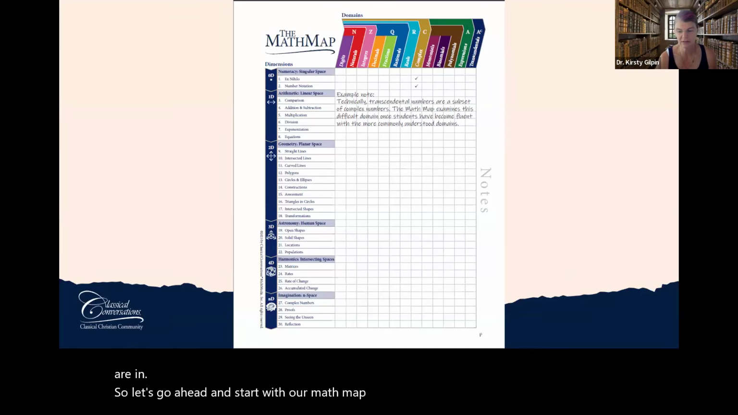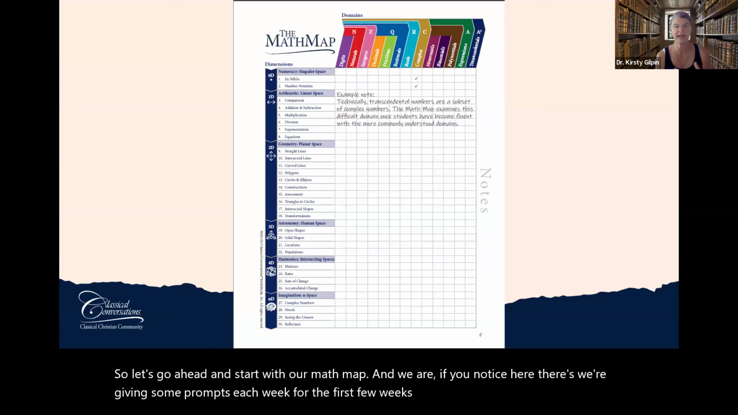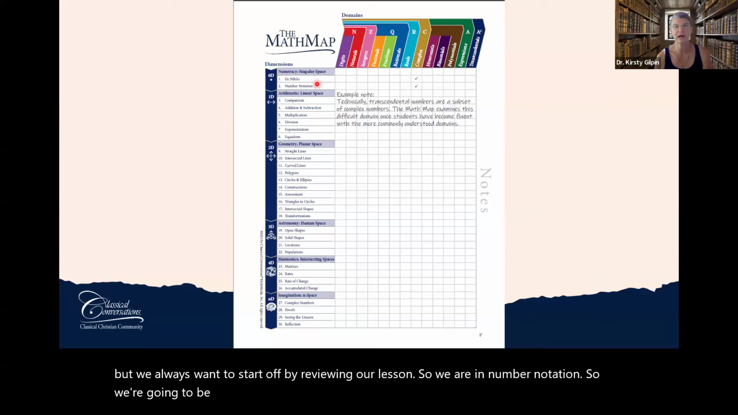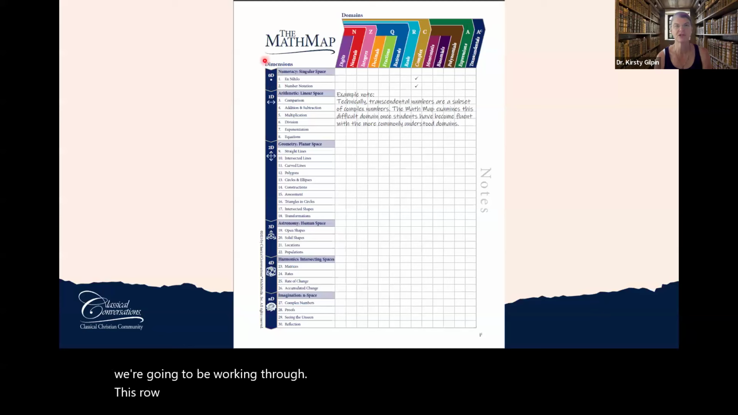If you notice here, we're giving some prompts each week for the first few weeks of a blank page, but to start off by reviewing our lesson. So we are in number notation. We're going to be working through this row right here, number notation. We are still in 0D.